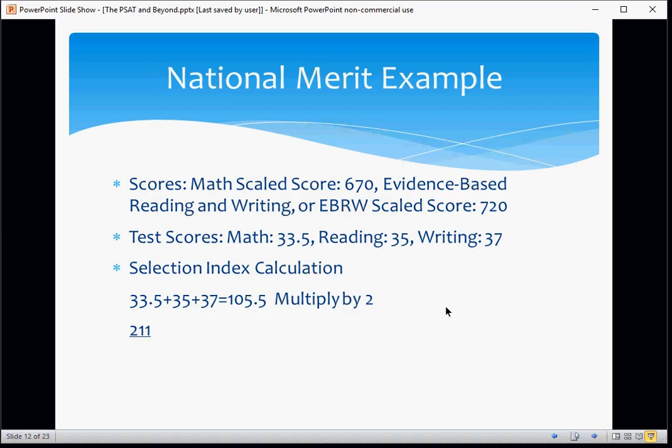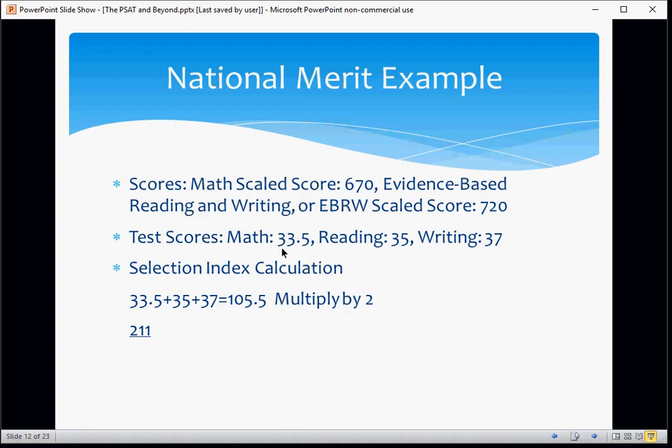So here's an example of how those numbers are computed. In this case, we have a student who scored a math score of 670, and the verbal score, which is also known as evidence-based reading and writing, the scaled score for that is 720. Now the underlying scores, in this case, the student received 33.5 in math, 35 in reading, and 37 in writing. Now these are very high scores. The maximum score on each of these is 38, as we saw earlier.